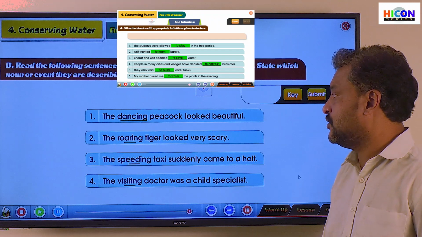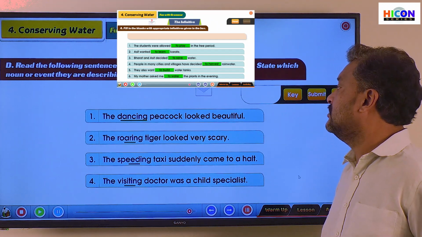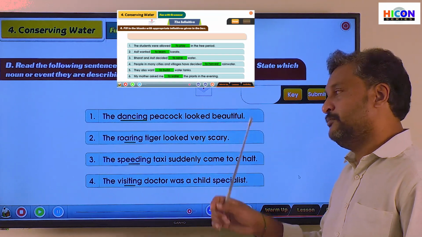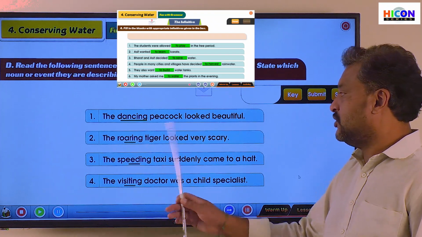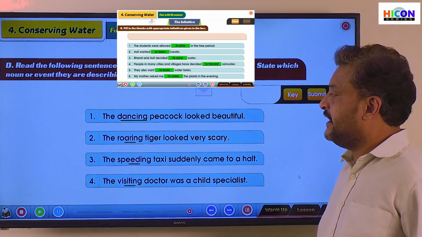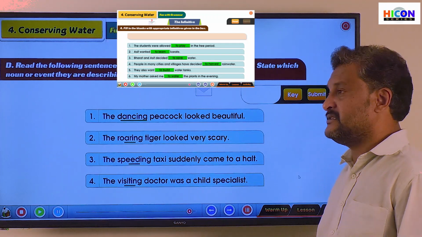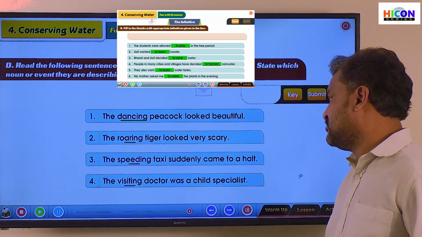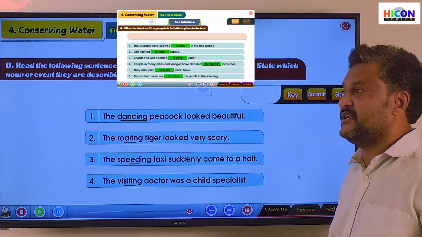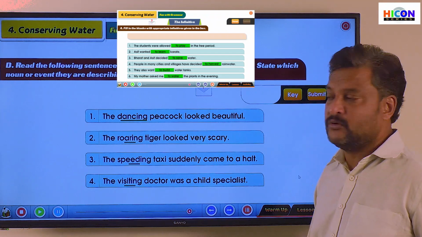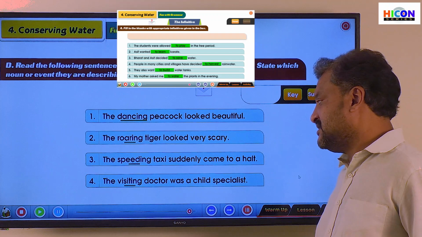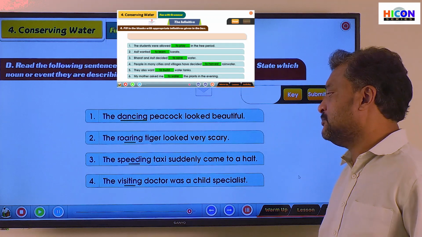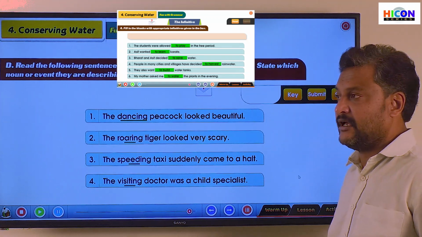Okay. So, in the first one, the dancing peacock looked beautiful. Dancing is the present participle and that is describing the noun peacock. The second sentence, the roaring tiger looked very scary. In that, roaring is the present participle and it is describing the noun tiger. Third one, the speeding taxi suddenly came to a halt. Speeding is a verb in present participle and that is describing the noun taxi. Fourth, the visiting doctor was a child specialist. Visiting is the verb in the present participle and doctor is the noun it describes.